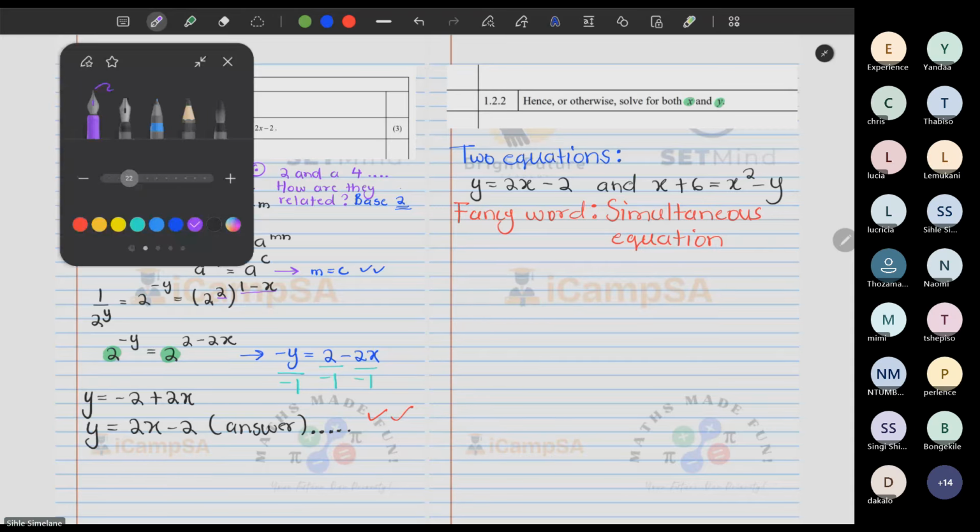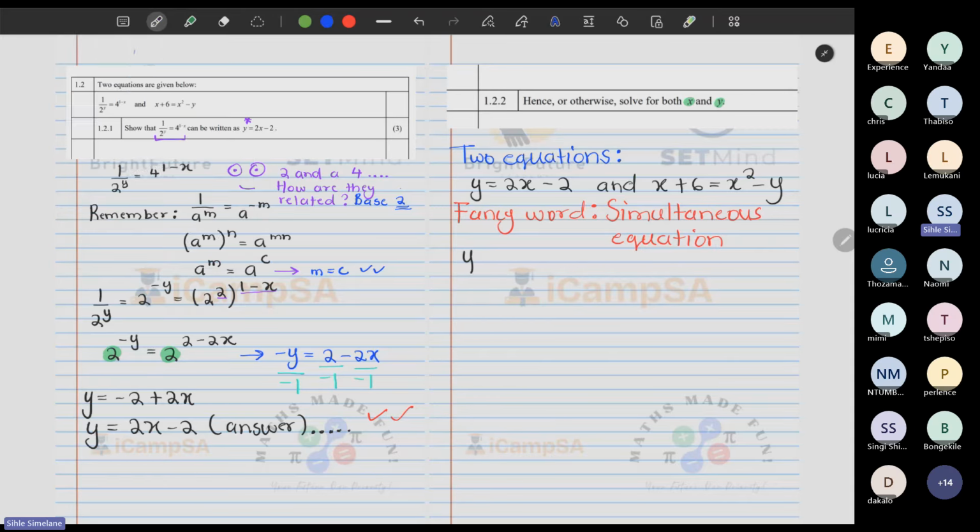So now let's have a look. I'm going to name my equations. Y equals 2x minus 2, we are going to call it equation 1. And then we have x plus 6 equals x squared minus y squared, and we are going to call the other one equation 2. With simultaneous equations, you make one of what we are looking for the subject, then sub in on the other one. Equation 1 has y on one side, so our problem has been solved. So this means we are going to substitute.